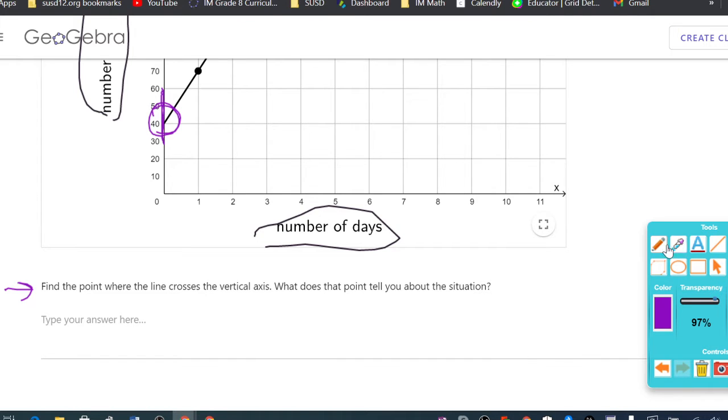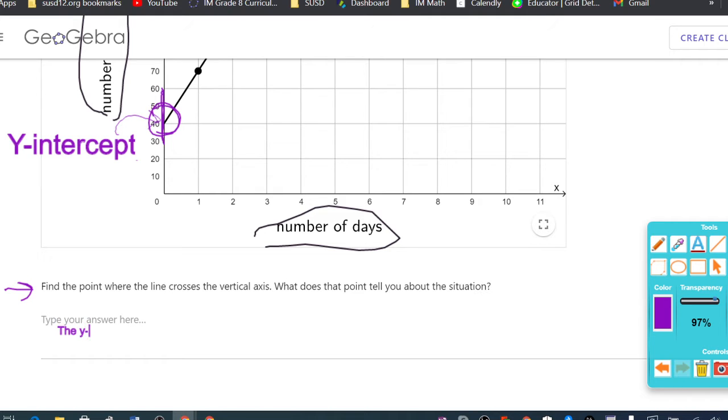This is also called the y-intercept, and this is so important. I'm going to write it down, and you need this in your notes. The y-intercept is the point where the line crosses the y-axis. What does that tell you? It's the starting value, like where you're starting at in this relationship.